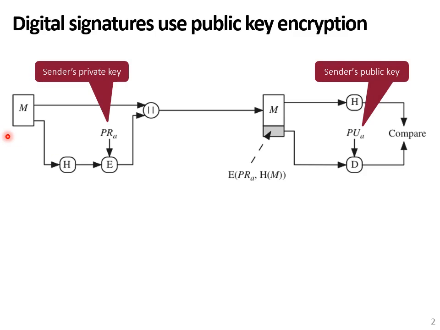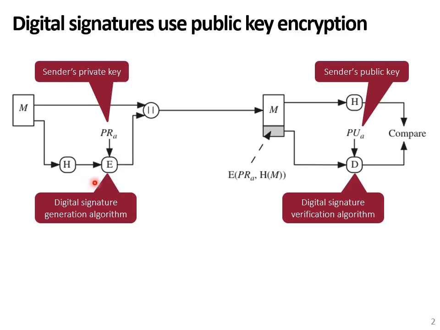First of all, the sender takes the message M that he or she aims to transmit and provides it as input to a cryptographic hash function H. H generates a fixed length hash value out of this message. This hash value is then encrypted using the digital signature generation algorithm, which is a public key cryptography algorithm, using the sender's private key PRA. This encrypted hash value is used as a signature of the message M and is concatenated to the message before transmission.